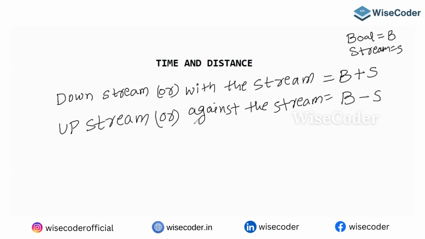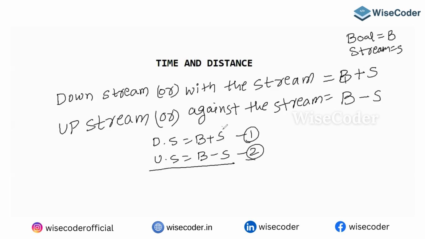Someone will ask you, if you want the speed of the boat in still water, how are we going to calculate it? In short, downstream speed is equal to boat speed plus stream speed. Upstream speed you can write as b minus s. Let's say this is equation 1, this is equation 2. Let's add the two equations. If you add the two equations, the stream terms will get cancelled.